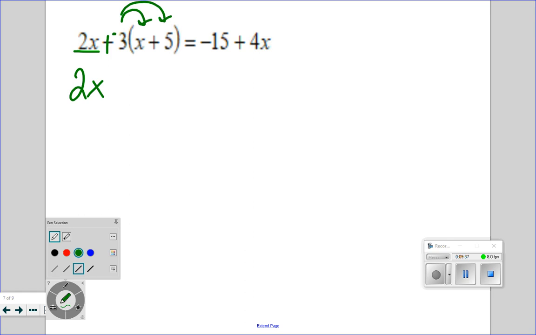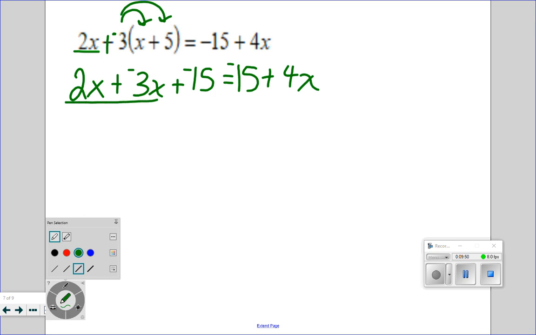So we're not going to do anything with the 2x. I'm going to have a negative 3x and a negative 15, negative 3 times 5. On the right side, I'm not going to do anything. There's nothing to simplify. On the left side, I still can combine like terms. I'm going to combine the x's. Positive 2, negative 3 is negative 1x.